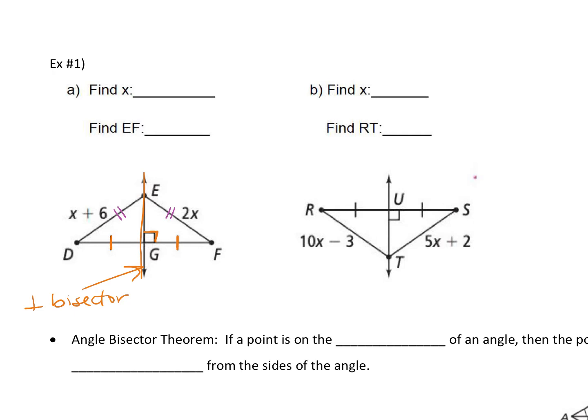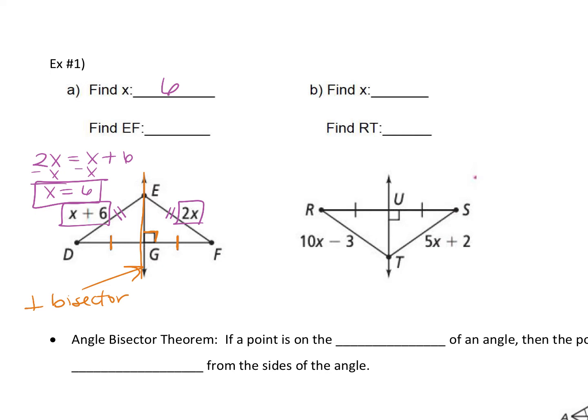If those are congruent, what's another word for congruent? Equal. We set them equal, okay? So we're going to take these two pieces of information and set them equal. 2x equals x plus 6. So take away your x, and you get x equals 6.